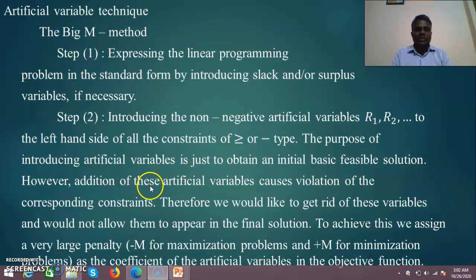However, addition of these artificial variables causes violation of the corresponding constraints. Therefore, we would like to get rid of these variables and would not allow them to appear in the final solution. To achieve this, we assign a very large penalty, minus M for maximization problems and plus M for minimization problems, as the coefficient of the artificial variables in the objective function.